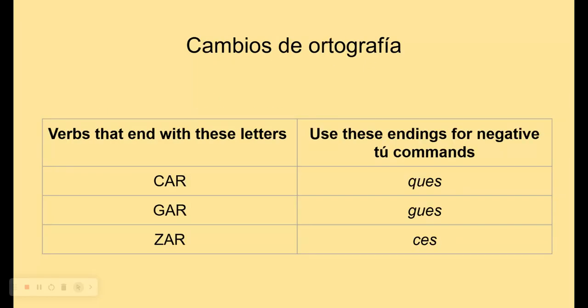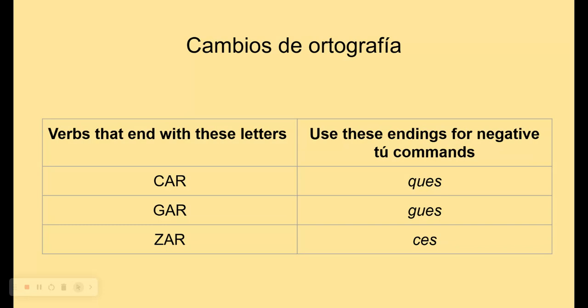Now that you're set and you've had me check over your work, there are a few other things you need to get down. This is going to look fairly similar because it's somewhat the same as things that you've seen with the preterite. But things you need to be aware of is that verbs that end with car, C-A-R, are going to have this ending for negative commands. It's going to have ques, Q-U-E-S.